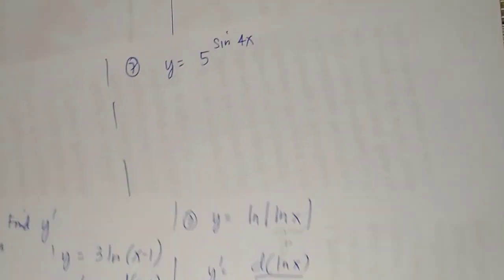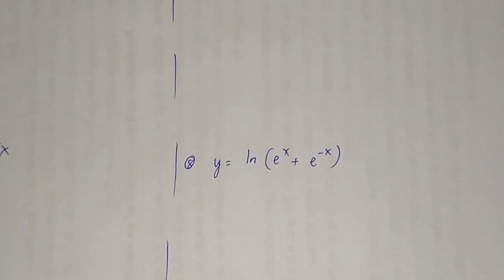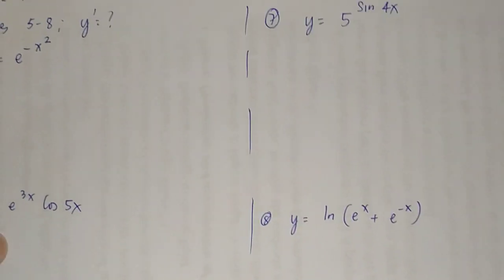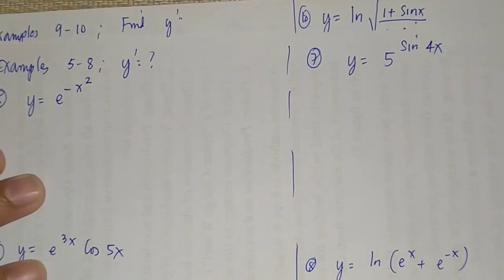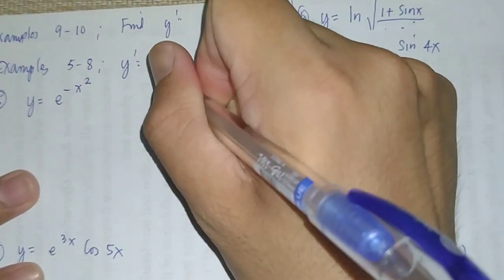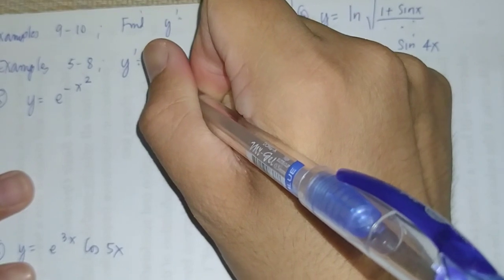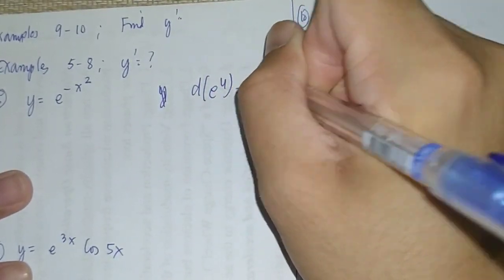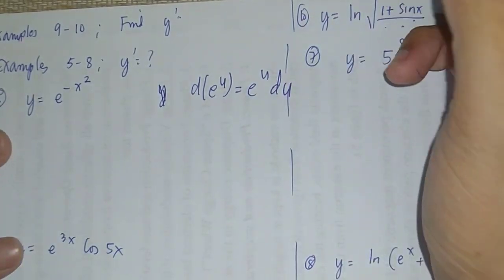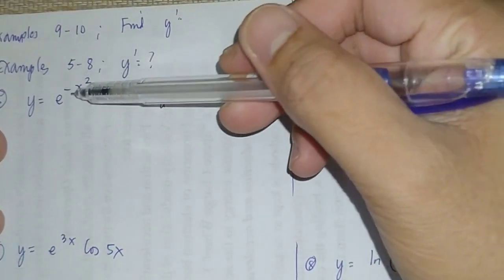That's example number 4. We have here example number 5 to 8. So, I have here exponential naman. So, y is equal to e to the negative x squared. So, ang formula natin ng derivative of e to the u is simply e to the u du. So, in that case, ang u natin is negative x squared.